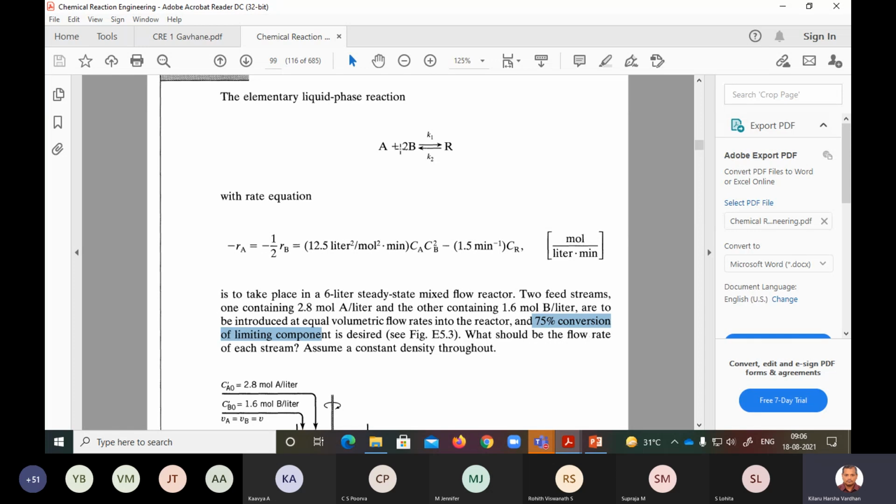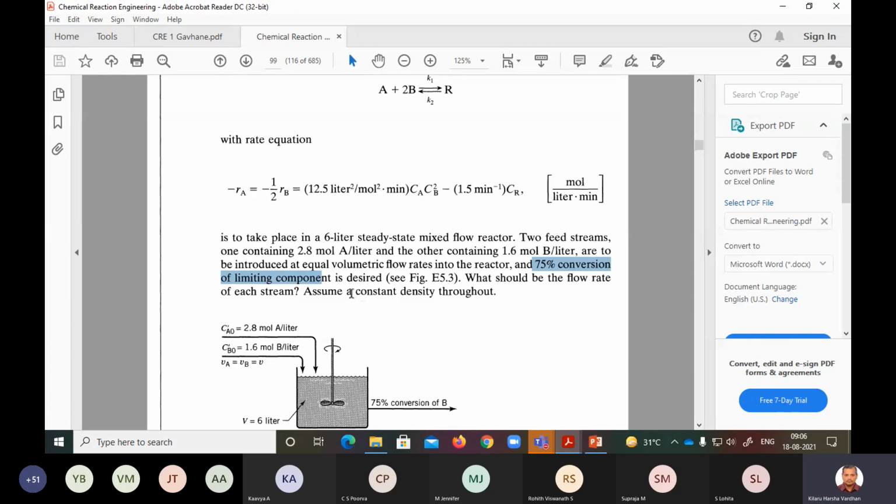So he is giving you a figure. What should be the flow rate of each stream? He's asking you to get this conversion. What is the flow rate of each stream? Assume that a constant density is there throughout.